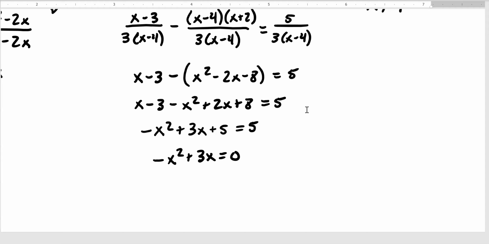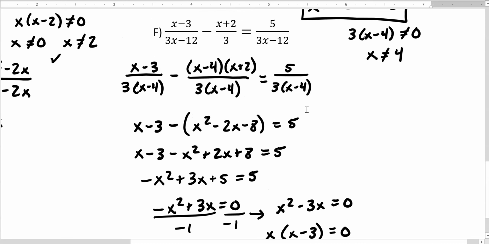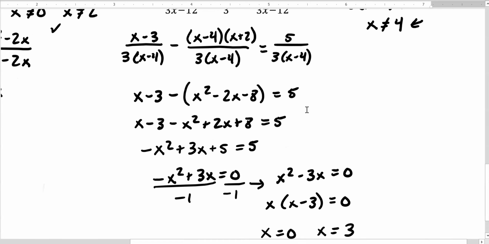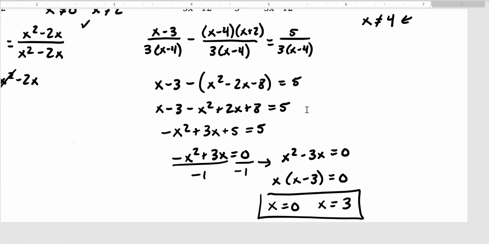It'd probably be easier to just divide by negative 1 to start. So that'll turn into x squared minus 3x equals 0. Then we can factor out an x, and we find that x equals 0 or x equals 3. Does that work with my excluded values? The only excluded value we had was x cannot equal 4. We found that it equals 0 and 3. Therefore, we are all good to go.